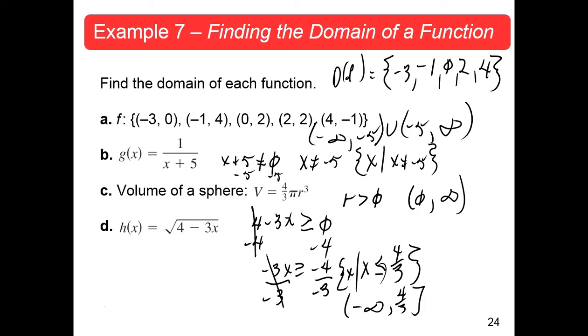2. Okay, good number, 2. If you did 4 minus 3 times 2, that's 6. 4 minus 6 is -2. Can't do that. So that's one really quick way to make sure you've got it right. Pick a number inside. If that works, fine. Pick a number outside. It better not work.